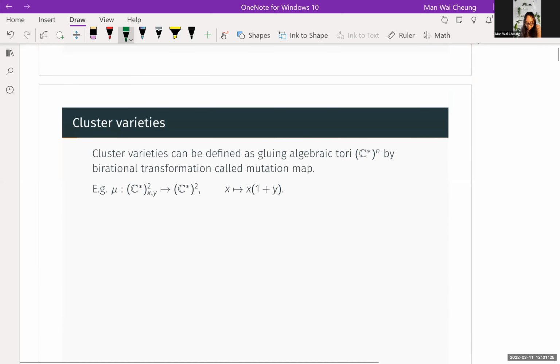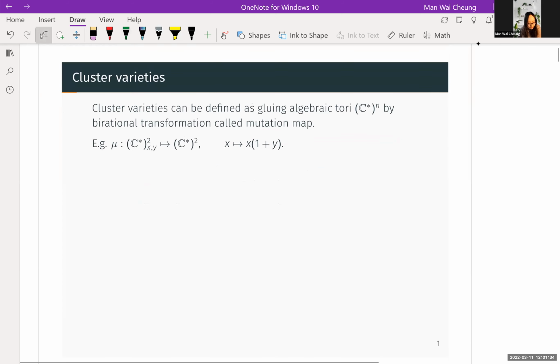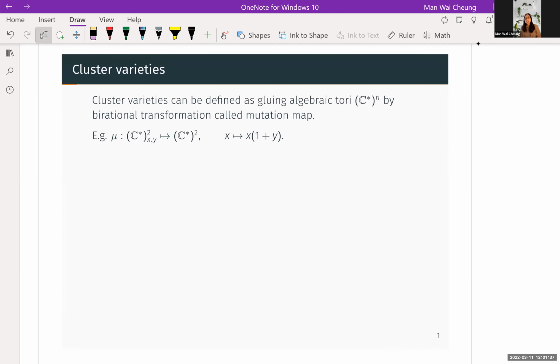Okay, cluster varieties. What we care about today are cluster varieties. What are they? There are actually different ways to define a cluster variety. Usually, the standard definition, if you come from the algebra side, is gluing tori by some mutation maps. We have two tori, we have the gluing map x to x times 1 plus y, and then we glue a bunch of them to get a cluster variety.